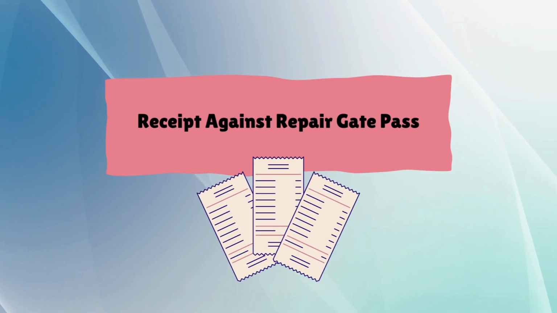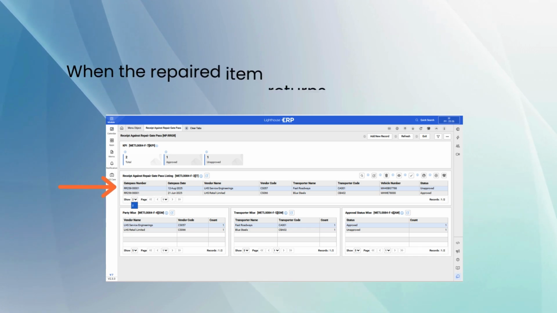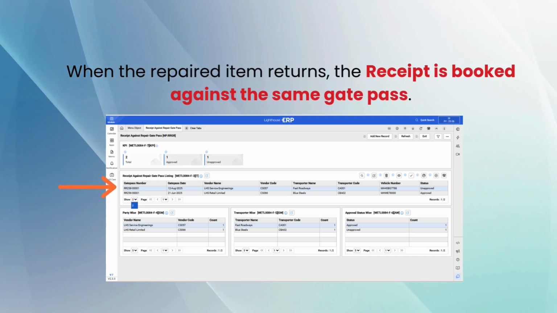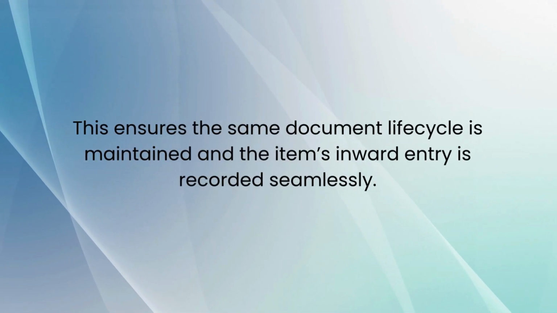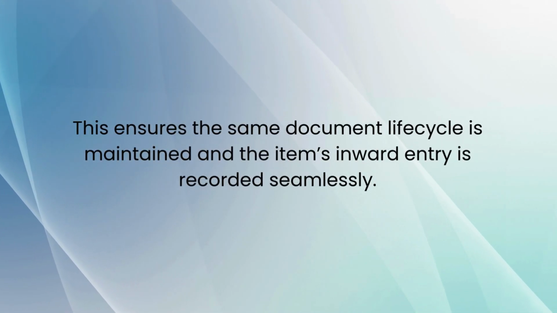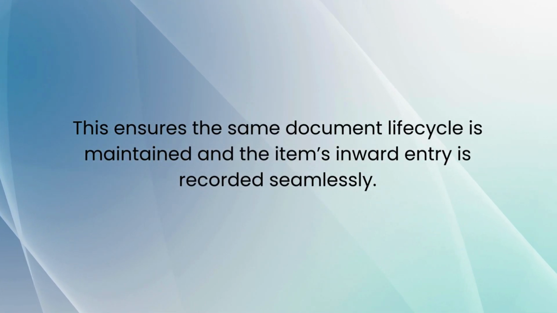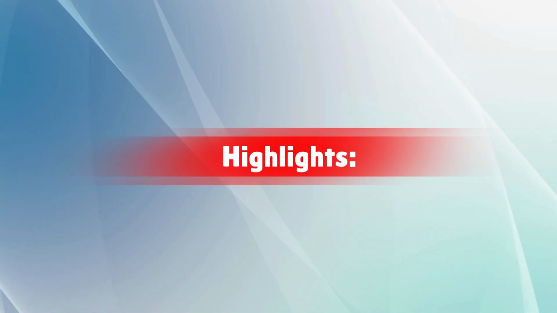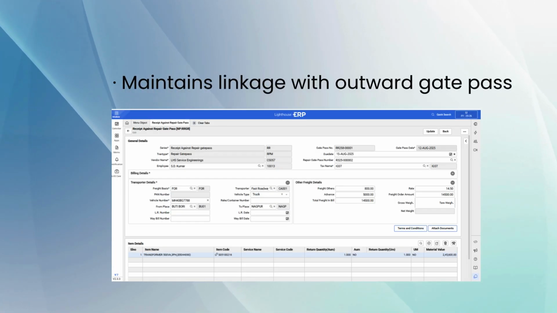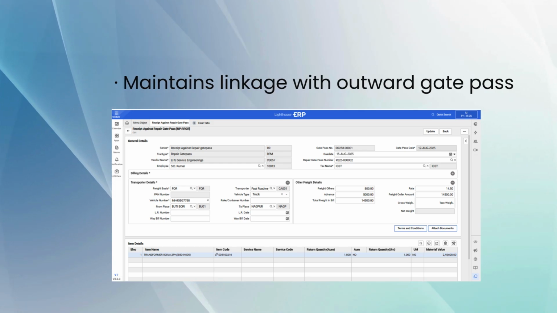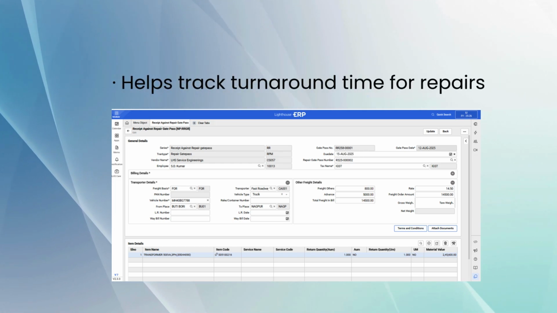Receipt against repair gate pass. When the repaired item returns, the receipt is booked against the same gate pass. This ensures the same document lifecycle is maintained and the item's inward entry is recorded seamlessly. Highlights: prevents duplication of receipts, maintains linkage with outward gate pass, helps track turnaround time for repairs.